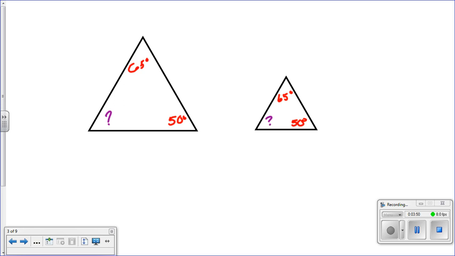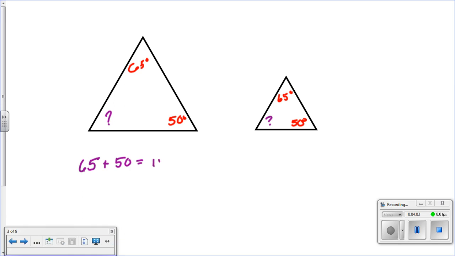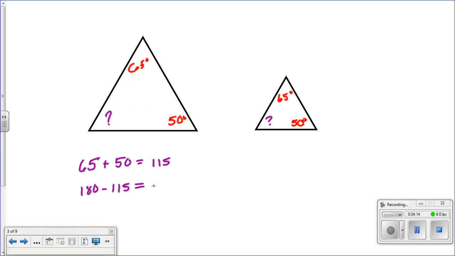And again, here's why. 65 plus 50 is going to be equal to 115, and 180 minus 115 is equal to 65 degrees. That means this angle over here must be 65.